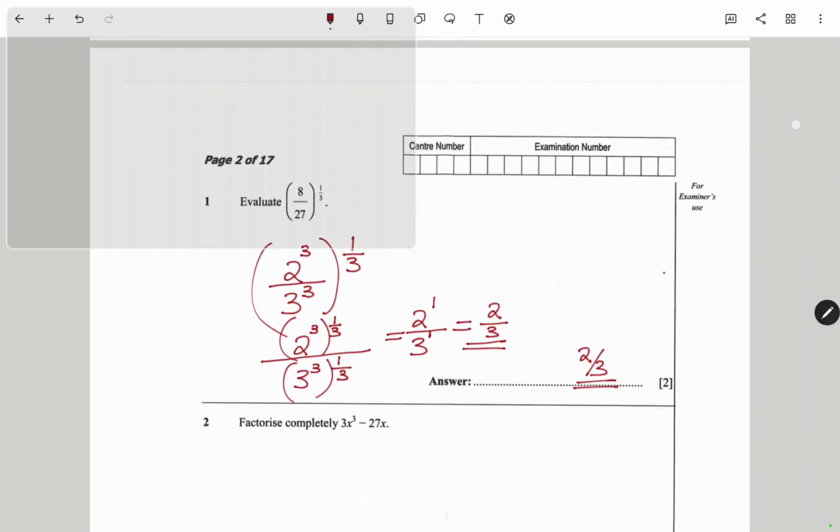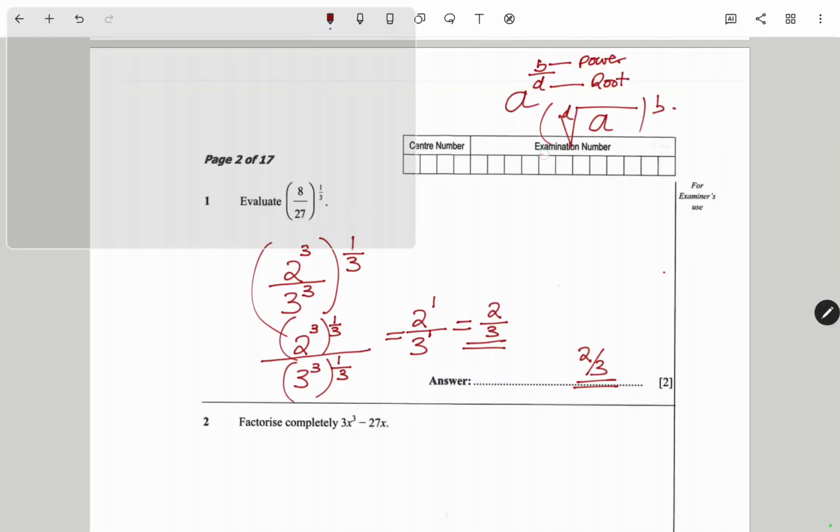From the laws of indices, we also know that if you have a letter raised to a fractional index, such as a to the power b over d, this b here becomes the power, and this d becomes the root. So this can also be expressed as a, the d-th root, of everything, to the power b. So this is one way in which this can be expressed.